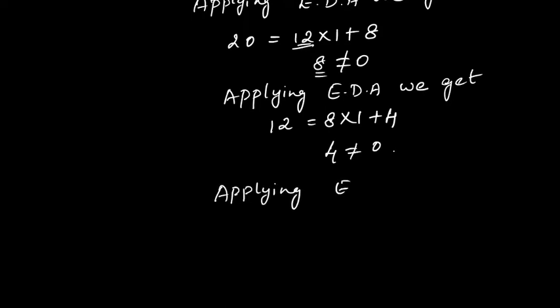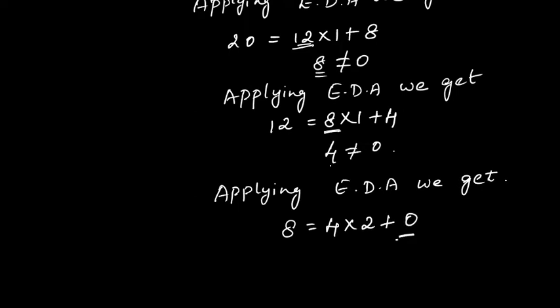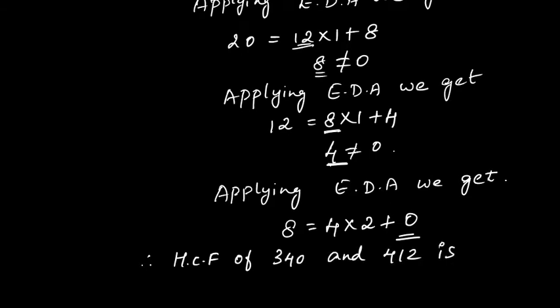So applying Euclid's division algorithm, we get, so write 8 in terms of 4. So 8 is equal to 4 into 2 plus 0. So you end up getting a remainder 0. So the remainder value which you got in your previous step is nothing but your HCF value. So therefore HCF of 340 and 412 is 4.